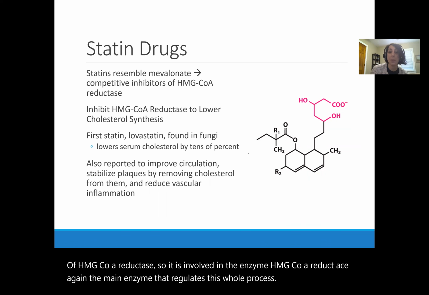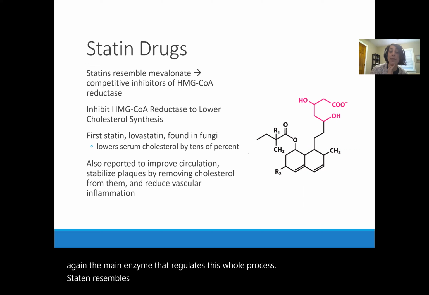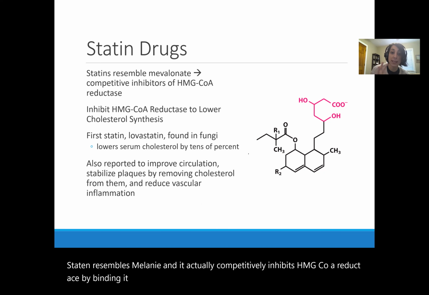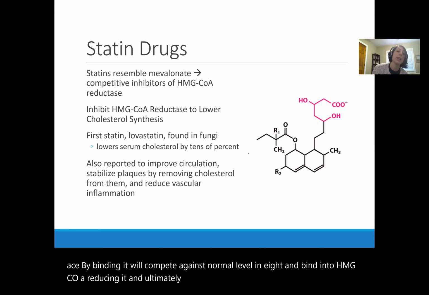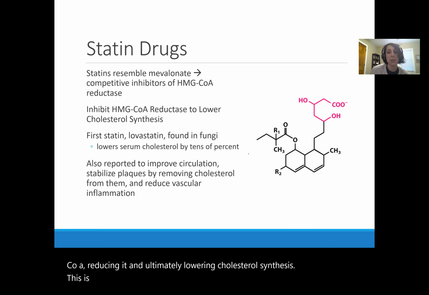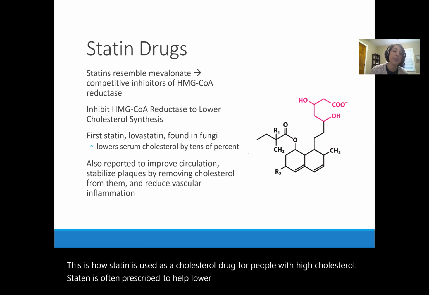Statin resembles mevalonate, and it actually competitively inhibits HMG-CoA reductase by binding. It will compete against normal mevalonate and bind into HMG-CoA reductase, ultimately lowering cholesterol synthesis. This is how statin is used as a cholesterol drug. For people with high cholesterol, statin is often prescribed to help lower their cholesterol by acting as this competitive inhibitor.